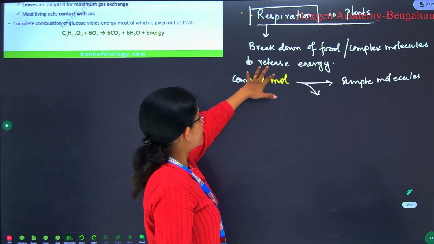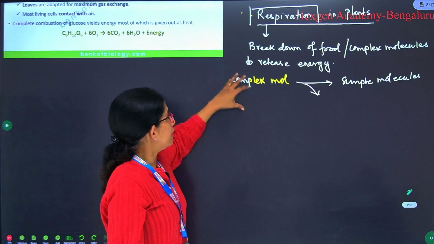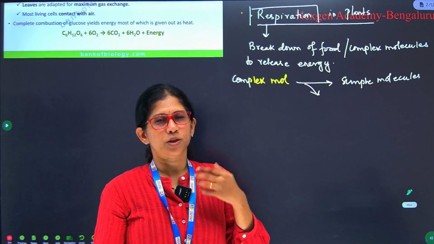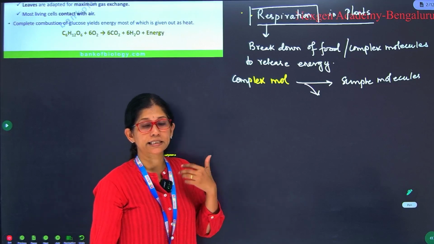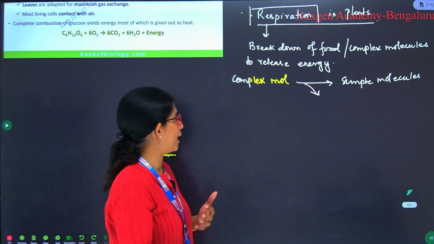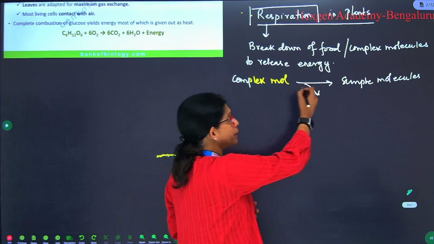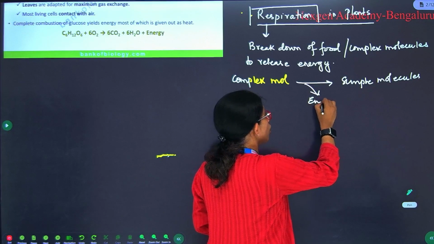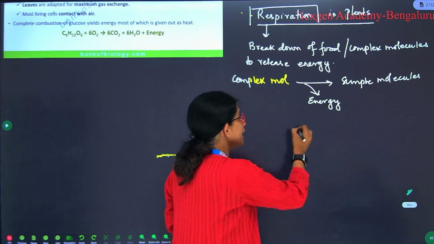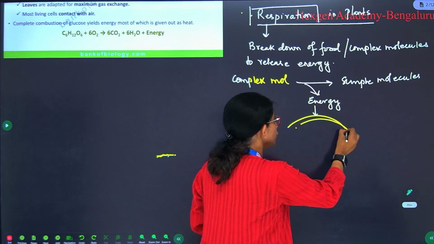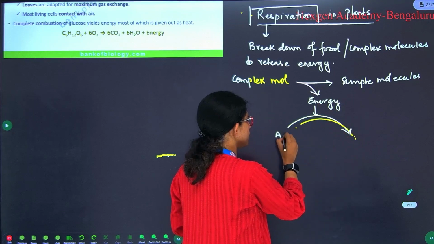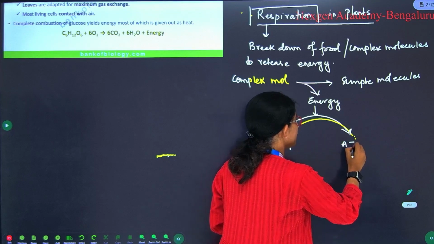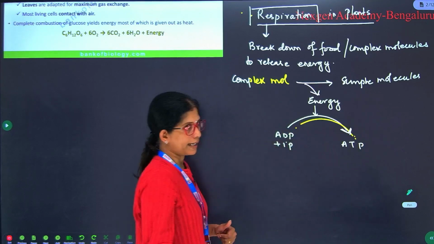So in respiration, what happens is the complex molecule, which is a macromolecule having a higher molecular weight, that is our food, for example carbohydrate, will be broken down into simple molecules. As a process, a lot of energy is released, and this energy is used to form ATP. Here ADP will react with a phosphate and ultimately it will help in the release of ATP.